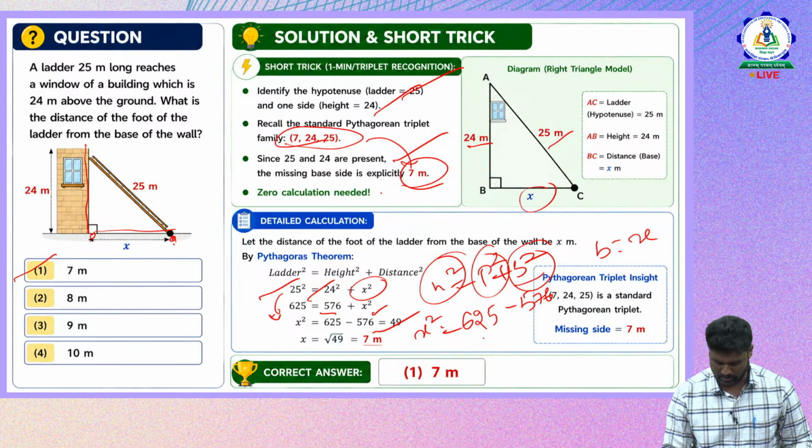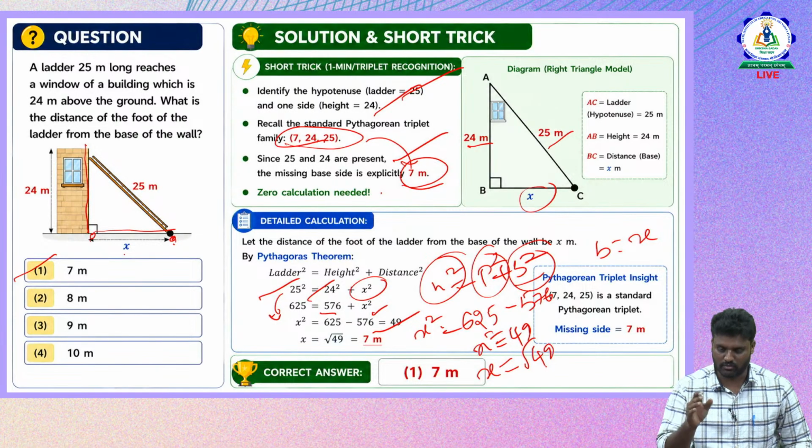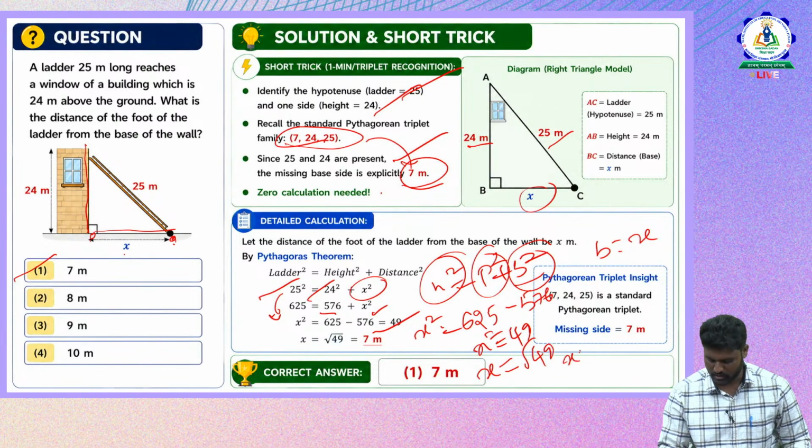So now we know that x square is equal to 49, where we need to find the x value. So that is what we need to find. So x is equal to square root of 49. Okay, now remember the square root of 49. X is equal to 7 meters. So that is our value.